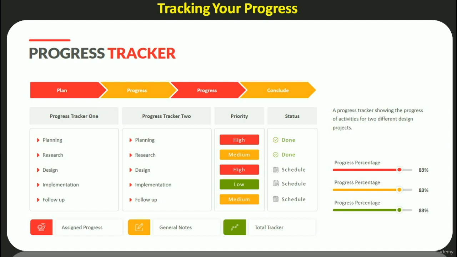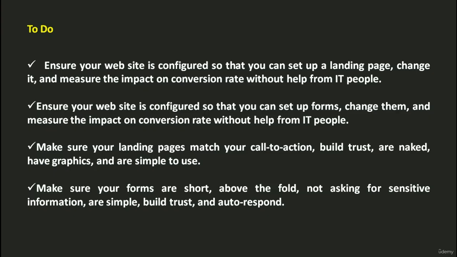You need to track a few metrics regarding every landing page, such as visitors, conversions, and resulting conversion rate. Measuring these with different variations of the landing page layout as described above can help you optimize your website landing page for maximum results. So what to do? Number one is ensure your website is configured so that you can set up a landing page, change it, and measure the impact on conversion rate without help from IT people. And ensure your website is configured so that you can set up forms, change them, and measure the impact on conversion rate without help from IT people.